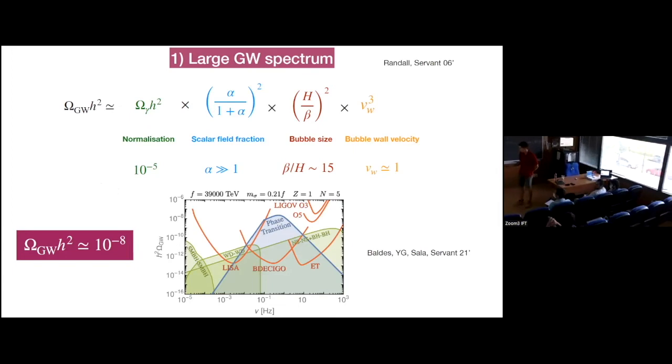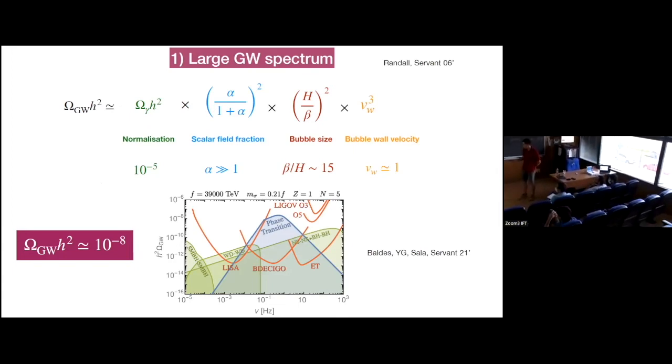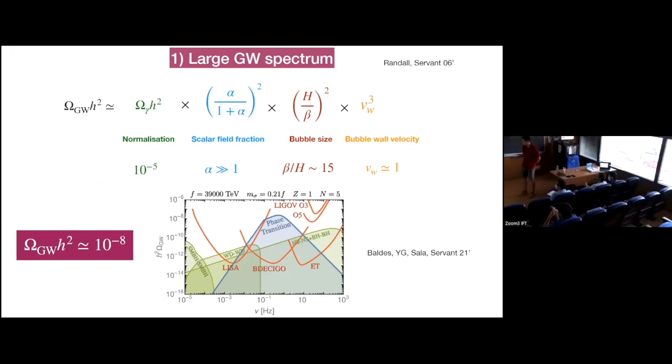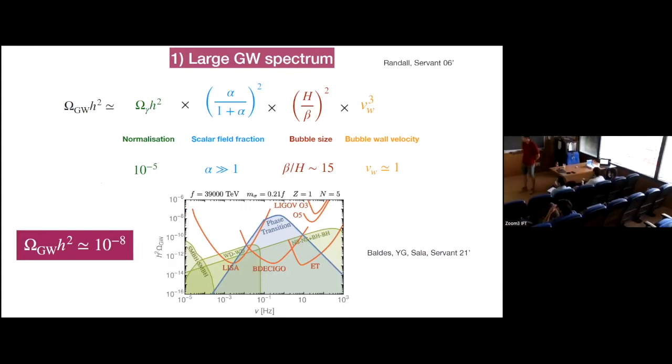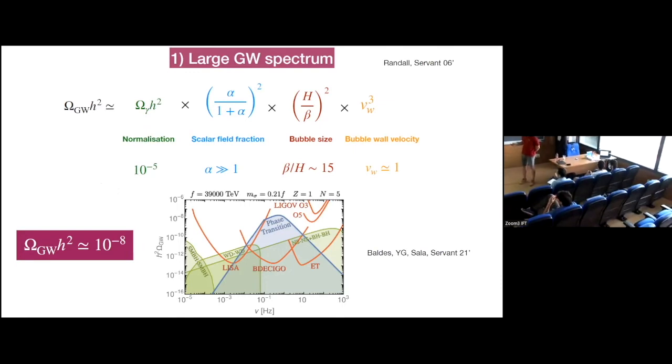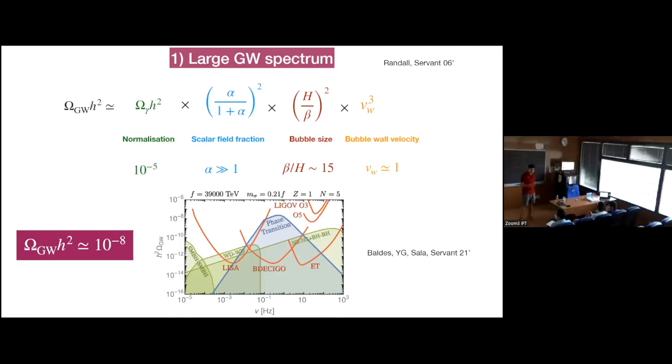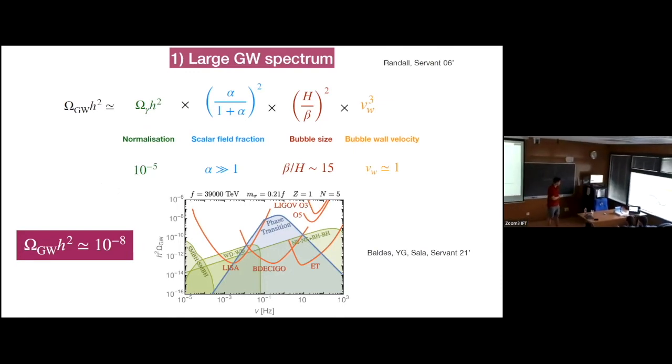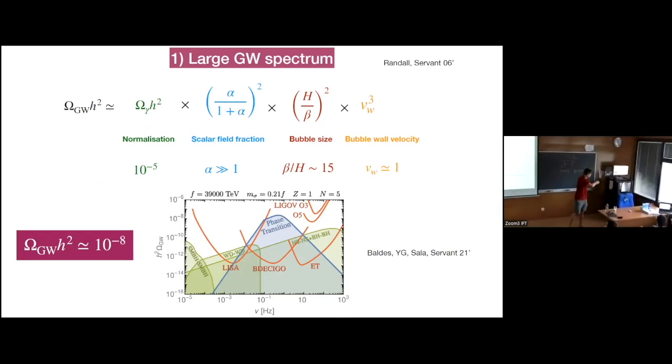So you see that the signal for a supercooled first order phase transition is maximally large. So it would be detected by any experiment and is above all astrophysical foregrounds. So it will be ruled out very efficiently in the future. Or discovered, but we never know.